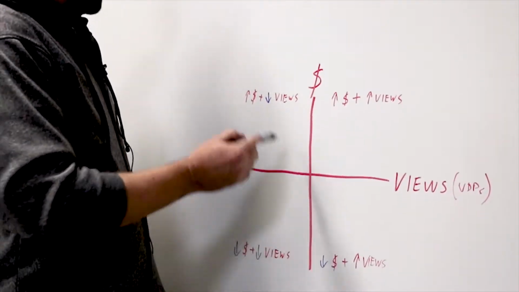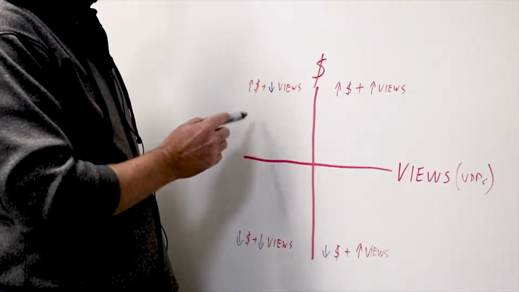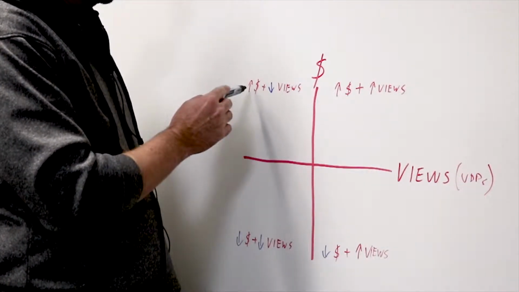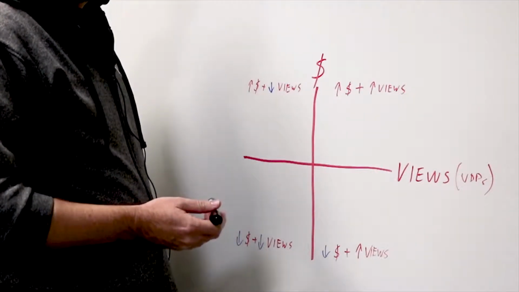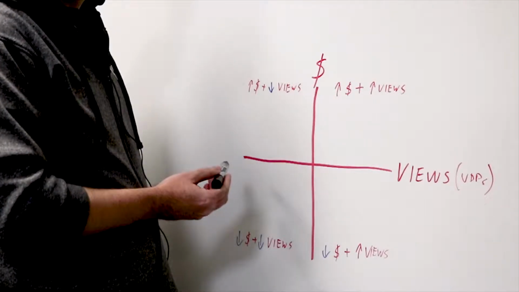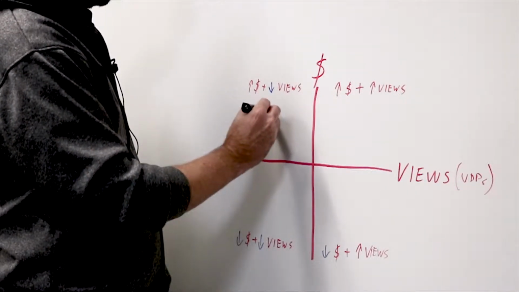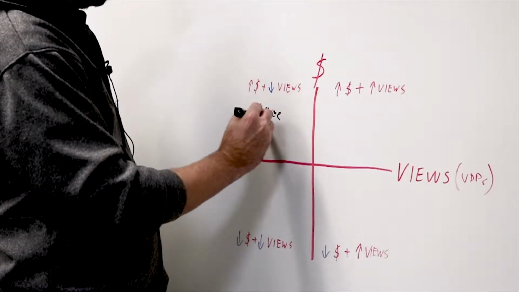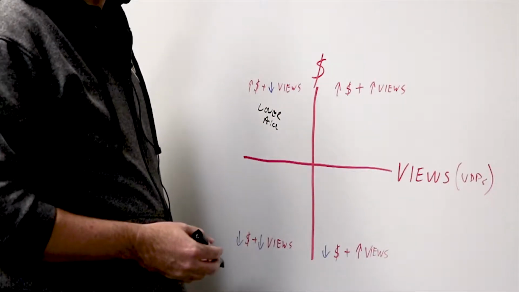So let's just take this top left quadrant, where vehicles that fall into this area, the price is high and the views are low. So what would you do to vehicles that fall into that quadrant? Typically you would say lower the price, to try and stimulate the views on the car.